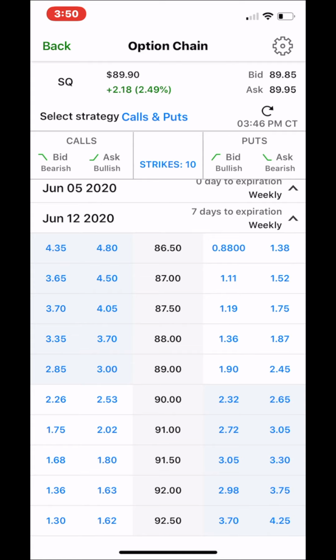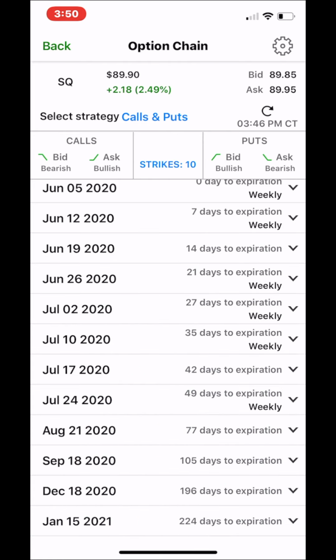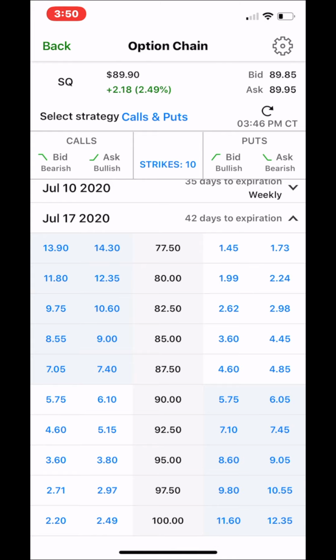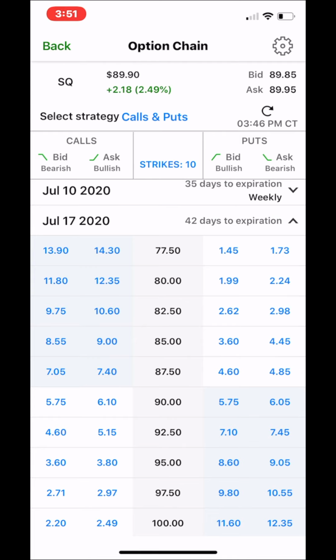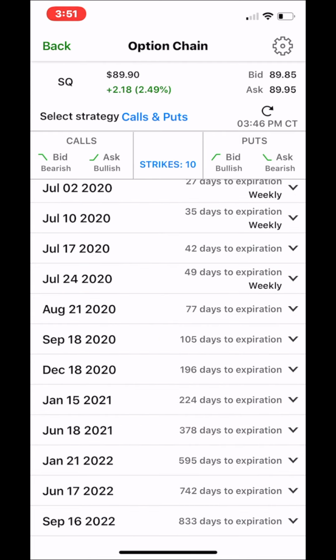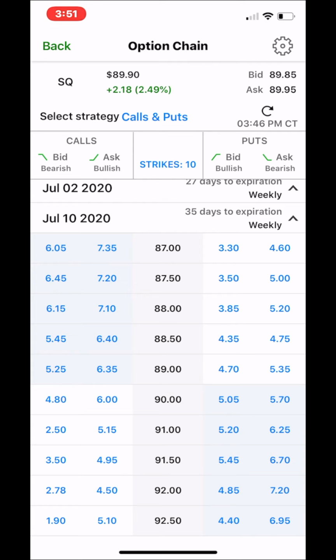So right now we're on June 12th. Let's go to July 17th, about 42 days out. Expiration is about 42 days out. Let's click on July 17th, and let's look at that same $89 call. Well, we actually don't see an $89 call for July 17th, so let's click July 10th. All right, there we go.